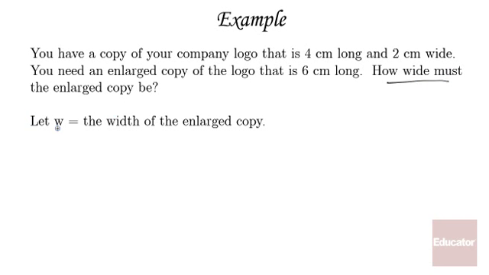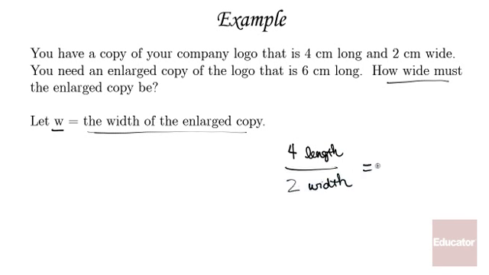So right away tell yourself W is going to be the width of the enlarged copy. So here what we would do is create a proportion. 4, and that's going to be our length, over 2, and that's going to be our width. And to create the equal proportion, I would say 6. Remember, you keep length and length on the top and width on the bottom. And W would be your answer here.